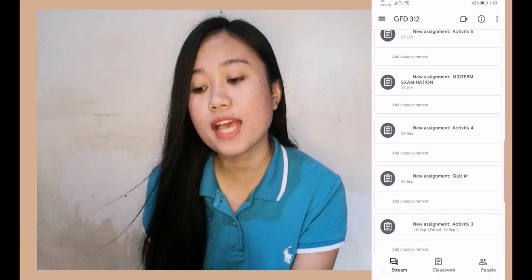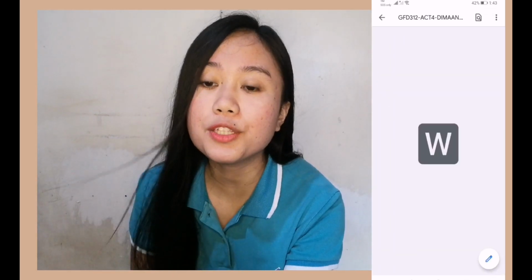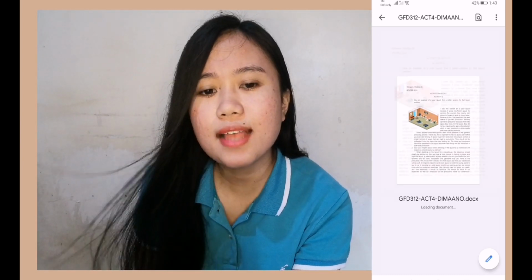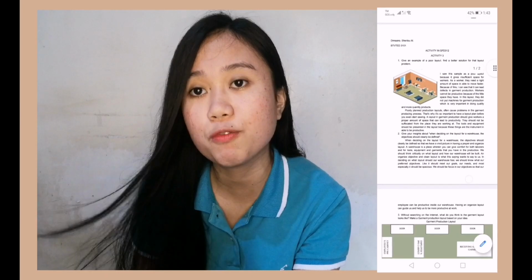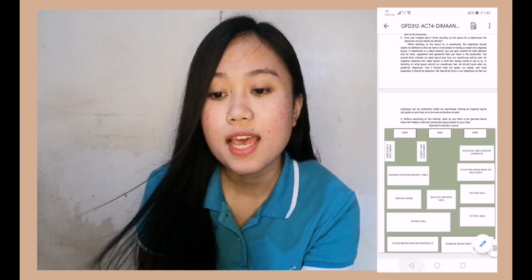And for the fourth activity, our professor wanted to give us an example of poor layout. So because of that, I scrolled through the internet and I saw this sample as a poor layout. I think that this is a sample of poor layout because it gives insufficient space for workers. As a worker, they need the right amount of space to move faster and comfortably. Because of this, I can see that it can lead to defects in garment production. Workers cannot be productive because of the little space they have.